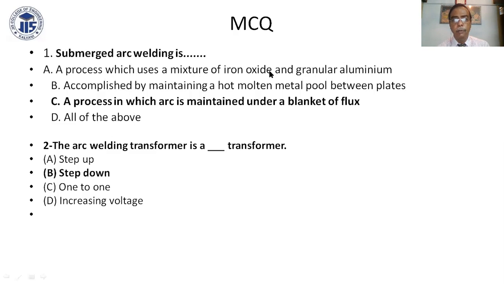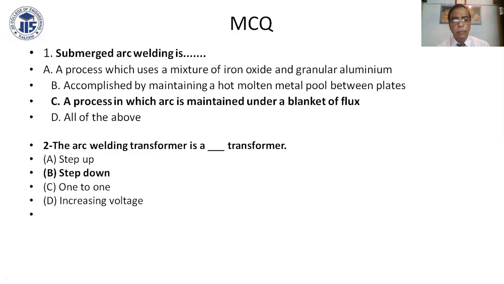Flux using a mixture of iron oxide and granules cannot be right. Accomplished by maintaining a hot molten pool between plates is not that either. What we are talking about in submerged arc welding is a process in which the arc is maintained under a blanket of flux. This is probably the correct answer. And D is all of the above. So C is the correct answer. It is a process maintained under a blanket of flux, which we have already shown in the picture. We have also discussed the matter.